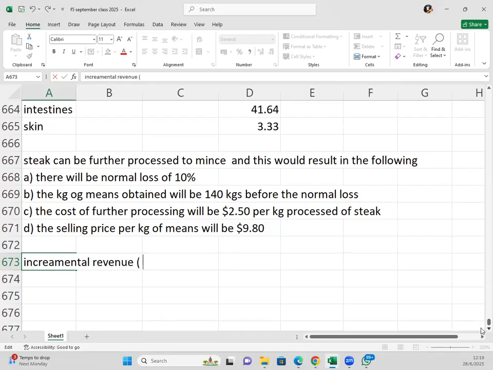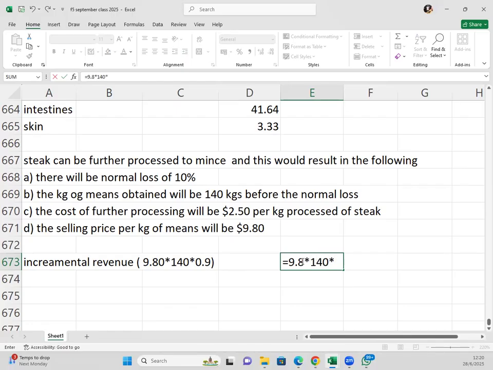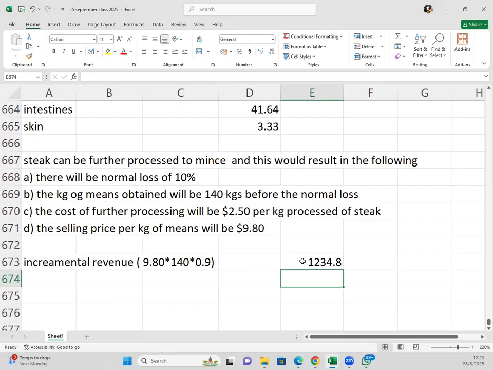So our revenue would increase. Currently, we are told it's being sold at $9.80 times the quantities would drop to 140. So how much revenue would we get? It is 140, before normal loss, times 0.9. So we have a normal loss of 10%, so our revenue is 9.8 times 140 times 0.9. So if we further process, this is the revenue we are going to get.